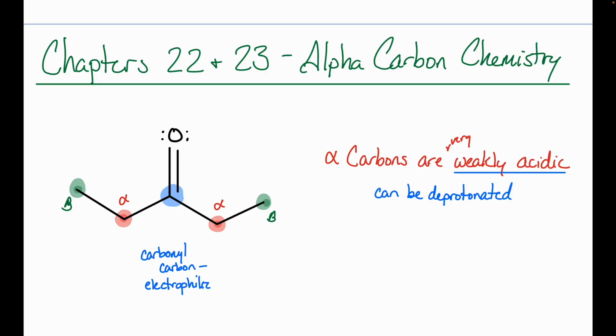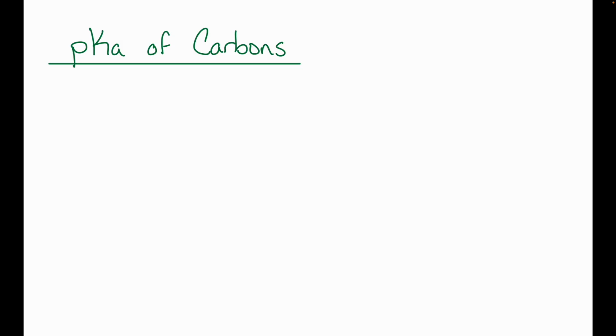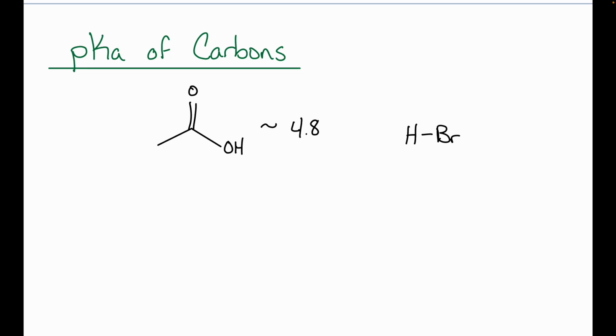All right, so why is this a big deal? Let's remind ourselves, we have this measure of acidity that we can use, which are called pKa values. And so we're going to compare the pKa's of a bunch of different carbons. We talked about pKa's all the way at the beginning of the last semester, our first semester, as a way to measure acidity. So let's just remind ourselves, something like acetic acid has a pKa of 4.8, whereas something like hydrobromic acid has a pKa of -10.